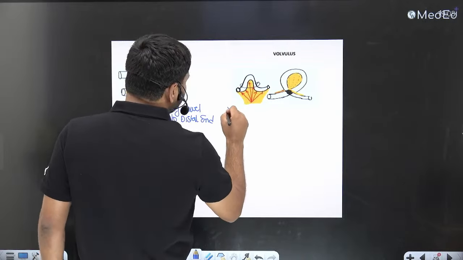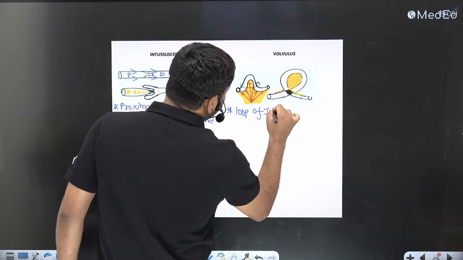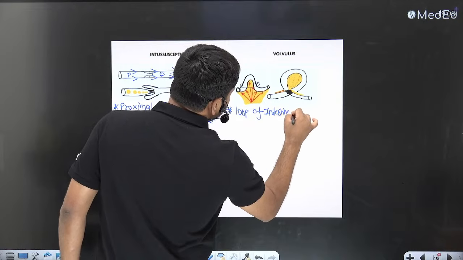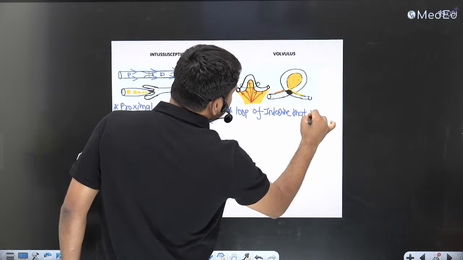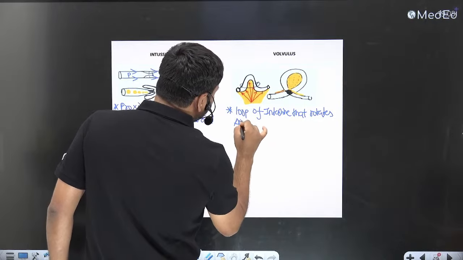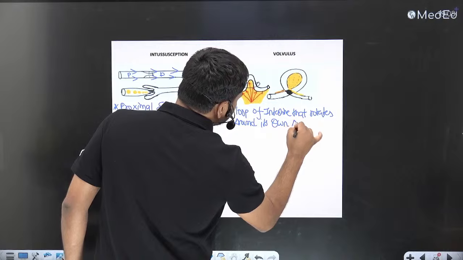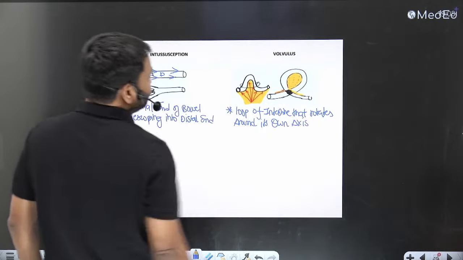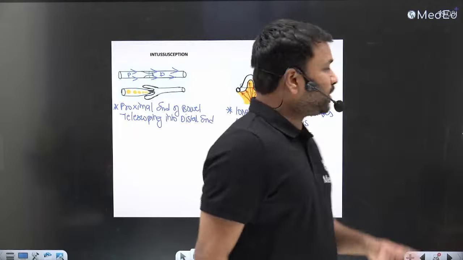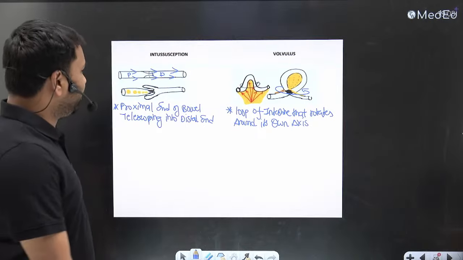What is volvulus? It's a loop of intestine. It's the loop of intestine that rotates around its own axis. So this is the axis of rotation that will result in development of volvulus.